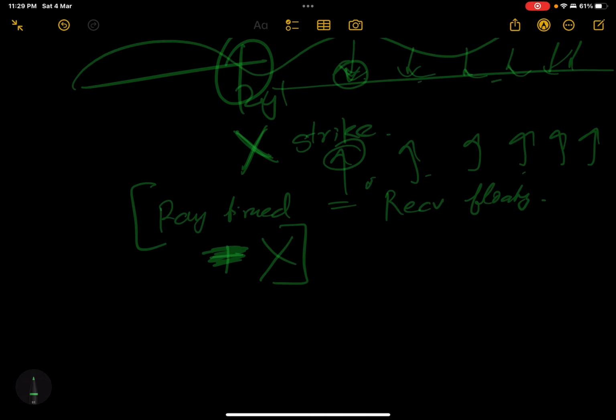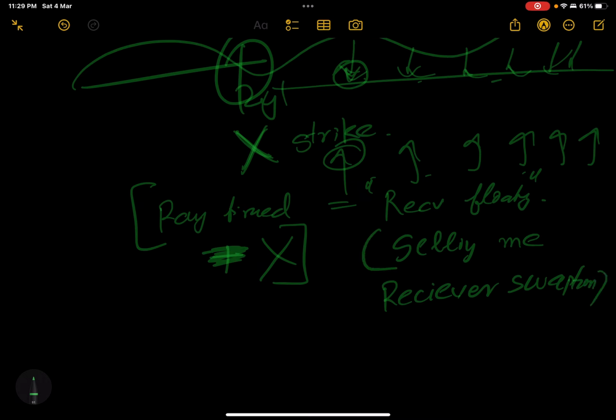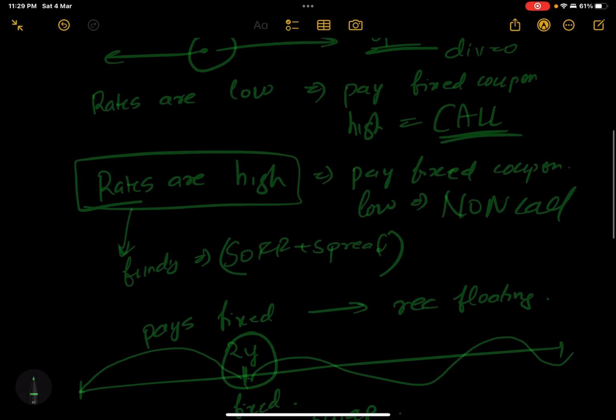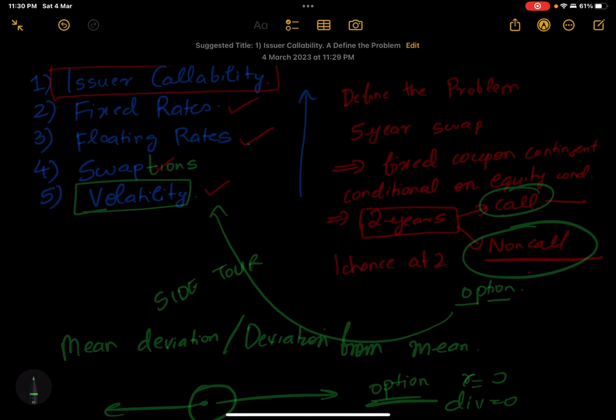So the other counterparty, who is, let's say, paying floating or whatever, is actually selling me a receiver swaption. So you have the floating rate, you have the fixed rate, you have the swaptions. What we are selling is receivers, and it's a swaption, or an option, so you have volatility, which is rate volatility, involved.